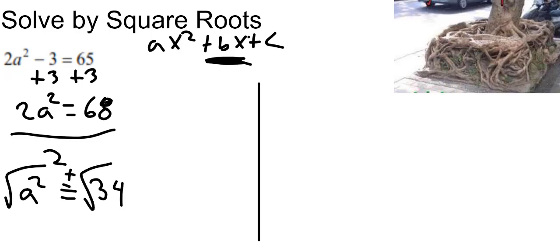We also need to remember that when we take the square root of a number, we have a positive root and a negative root. So we want to put a plus and minus there. So now we have a equals positive and negative square root of 34.